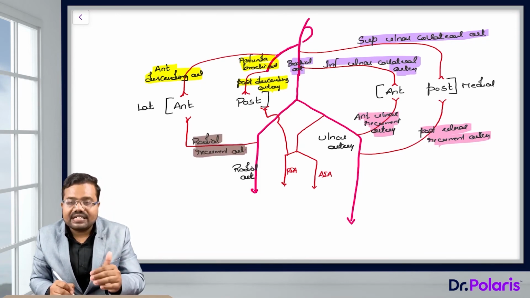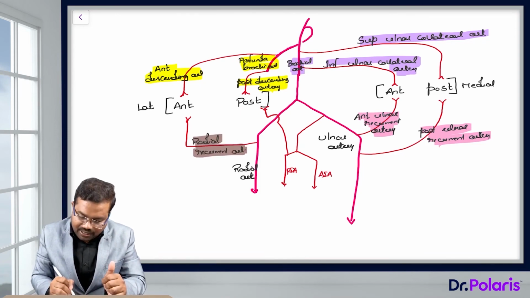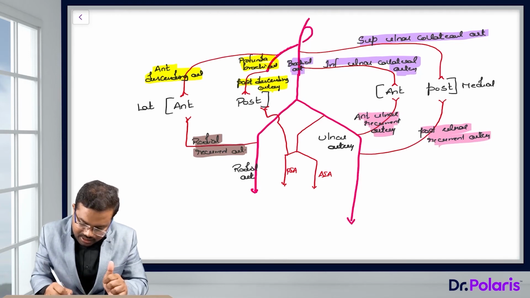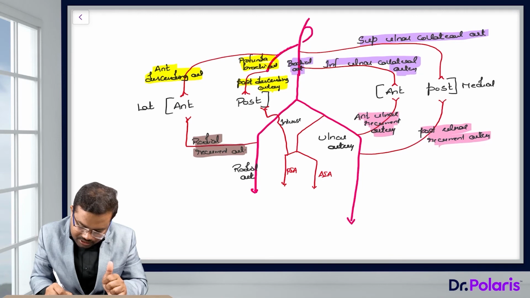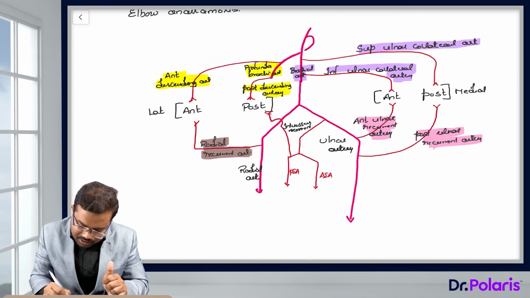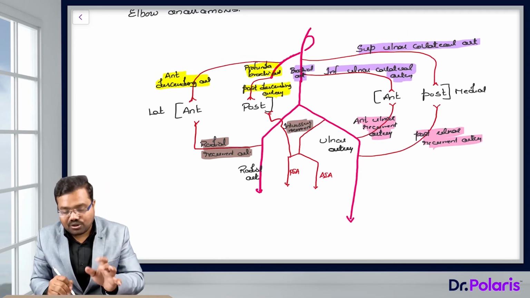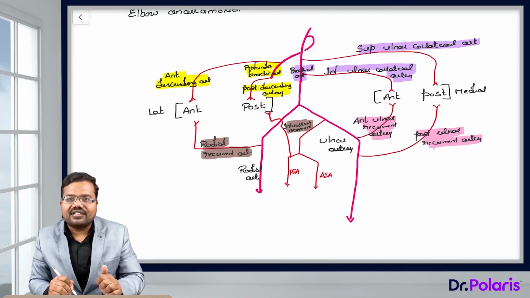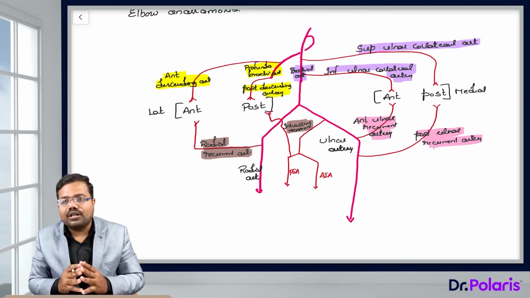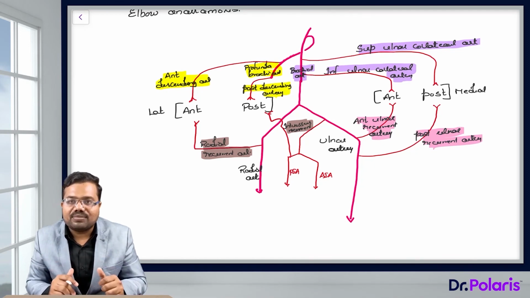with the anterior descending artery, whereas this is called the interosseous recurrent. The interosseous recurrent artery, which is a branch of the posterior interosseous artery, anastomoses with the posterior descending artery. So this forms an anastomosis around the elbow joint, which is called the elbow anastomosis.